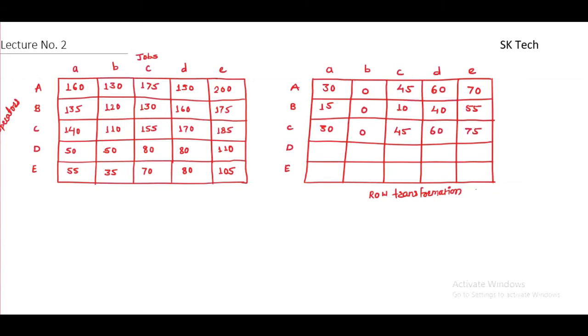In the fourth row, 50 is the smallest element, so you will get 0, 0, 30, 30, 60, and in the last row 35 is the smallest element, so you will get 20, 0, 35, 45 and 70. Now after the row operation we have to use a column transformation.